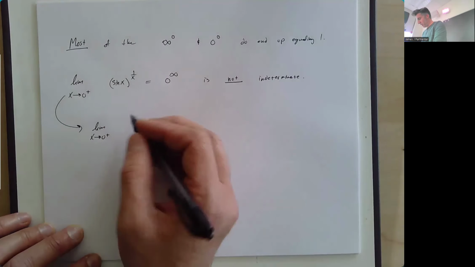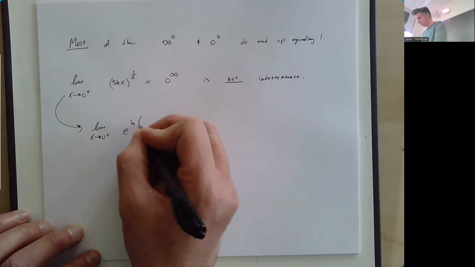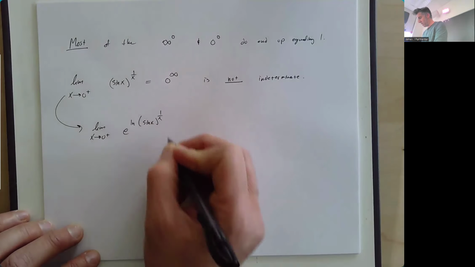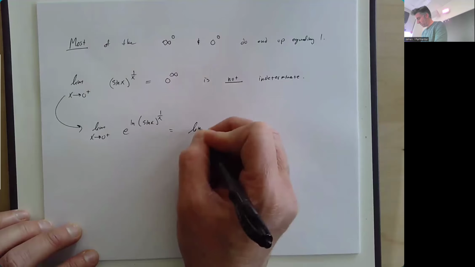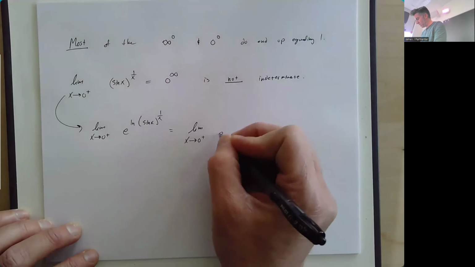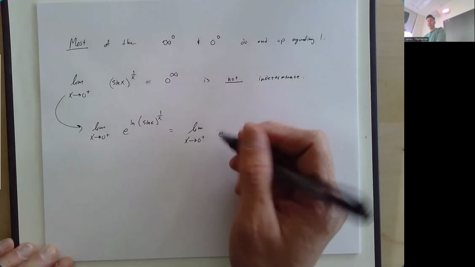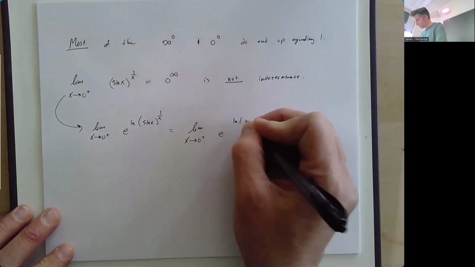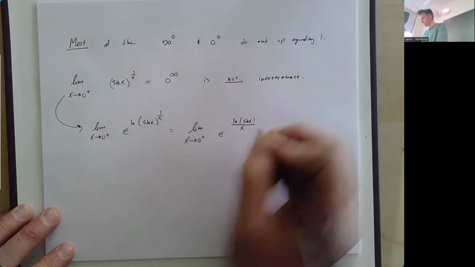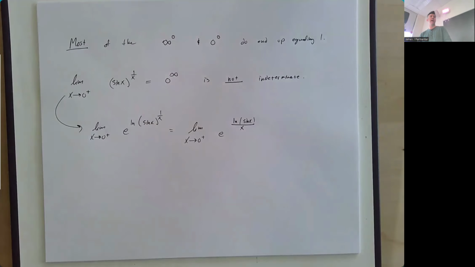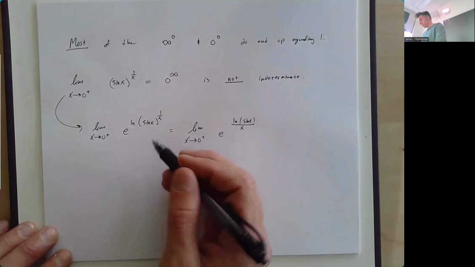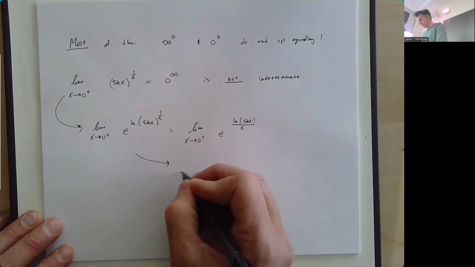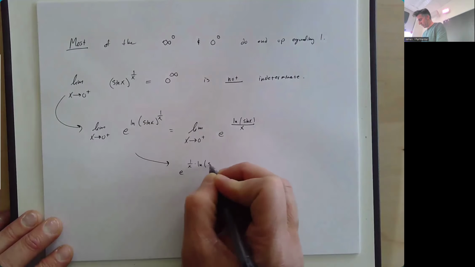So I've got e to the natural log of sine of x to the 1 over x. I'm going to bring the 1 over x down in front. The limit as x goes to 0 from the right of e to the, now let's be smart about this. Instead of writing it as 1 over x times the natural log of sine of x, let's write it as the natural log of sine of x over x. And here's what I'm going to point out, that we really actually don't have an indeterminate form. The step I skipped here was writing it as e to the 1 over x times the natural log of sine of x.